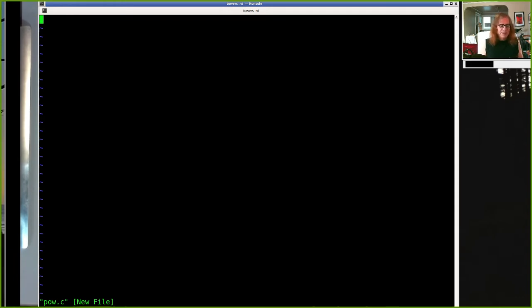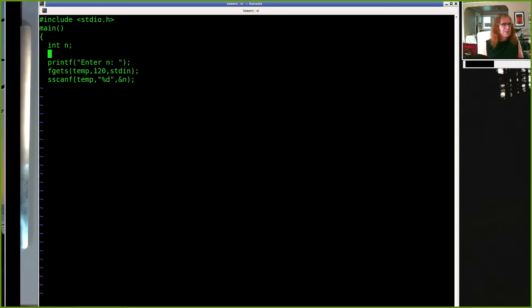All right, we'll write a function to find powers of 2. So don't worry about this stuff in the beginning if you haven't done C in a while. Because I'm writing some code here to get a number from the user. So we'll call our number n. We'll make a temporary character array. We'll ask the user to enter n, we'll read a string, and we'll go ahead and convert that to an integer, and we'll just shamelessly assume that there's no mistakes and that n is the integer that the person typed in.